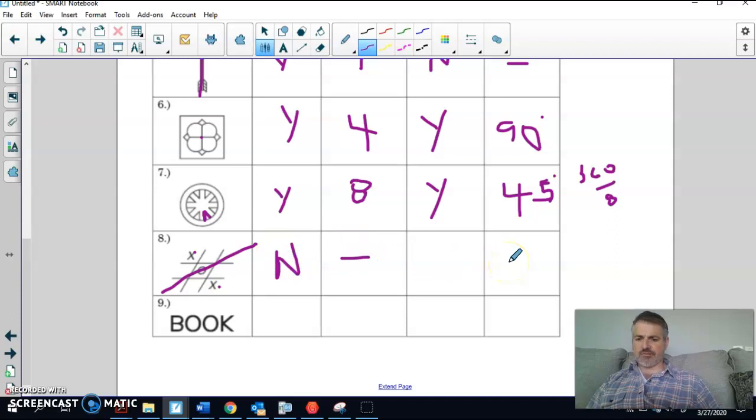Rotational symmetry. This might have rotational symmetry. So kind of if I split it up like this and I rotate it over this way 180 degrees, then I would say it's got 2 equal parts. 360 divided by 2 is 180 degrees. Book, the way it's written here, I see 1 line of symmetry like this. And I don't see any rotational symmetry.